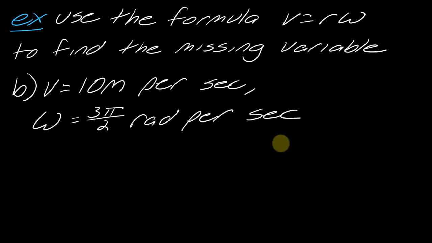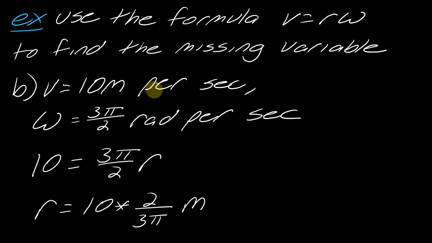So I've got my V equal to 10 meters per second, and my omega is 3 pi over 2 radians per second. If I plug those in, I get R equals 10 times 2 over 3 pi, and this will come out to being just meters. The reason for that is since you are dividing one thing per second by another thing per second, the per second drops out, so you're just left with that length of meters. In this case, this would equal 20 over 3 pi meters. That would be how that simplifies.